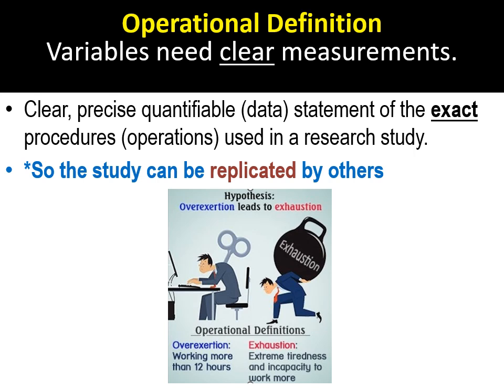So down here at this hypothesis, overexertion leads to exhaustion. We need to operationally define that a little bit better. How do we define overexertion? Well, it's working more than 12 hours. How do we define exhaustion? Well, it's extreme tiredness, which we could study with cortisol levels, or we could study with a survey. And it's incapacitating to work anymore, right? So we have to make that really clear.